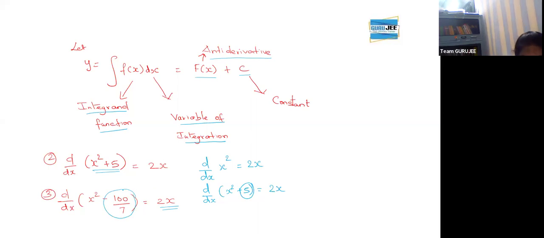In differentiation, we don't bother about the constants that get lost after finding the derivative. But in integration, after finding the antiderivative, whatever is left out, we consider it as plus C, that is the constant. Now, can you follow what this constant is?